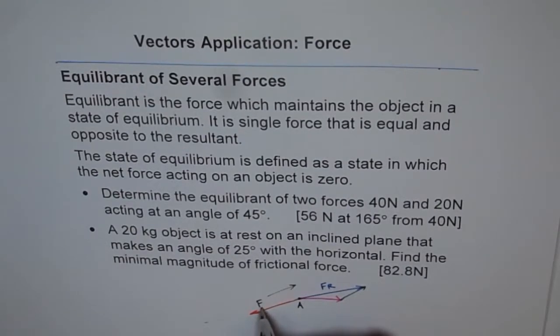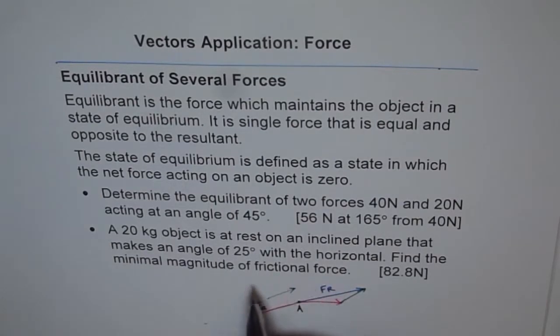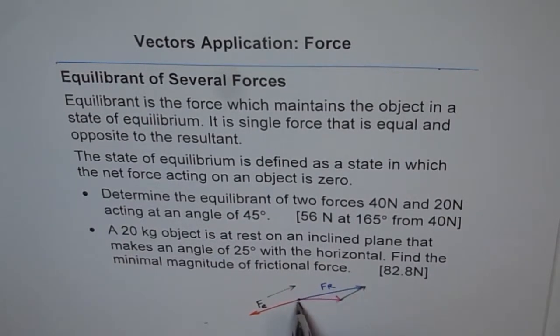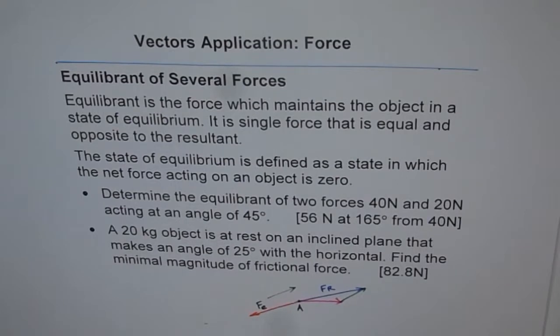So let me call it Fe. So Fe is the equilibrant force which keeps the whole system in a state of equilibrium. That means no movement, right? So the net force acting on this is now zero. The effect of these two forces was Fr, and we added an equilibrant force which is equal and opposite to Fr. Therefore the net is zero, right? So that is the philosophy here.